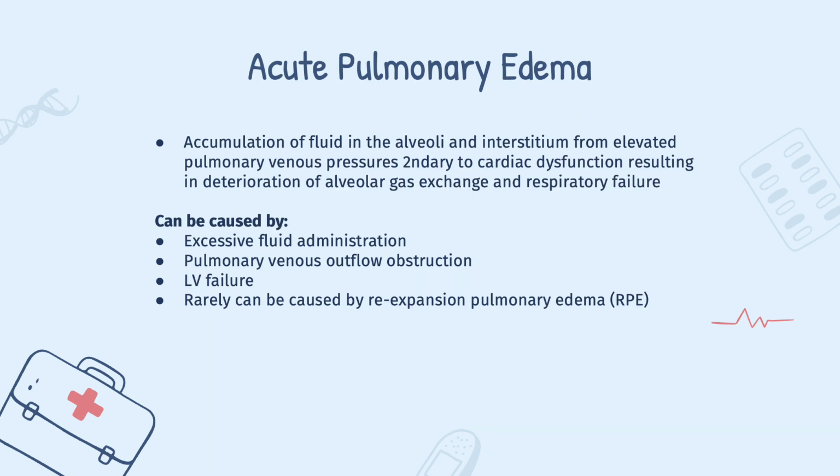So when we're talking about acute heart failure, we're really talking about acute pulmonary edema, which is that accumulation of fluid within the alveoli and the interstitium from elevated pulmonary venous pressures. And that's generally secondary to cardiac dysfunction, which ultimately causes gas exchange to not occur and then leads them to respiratory failure.